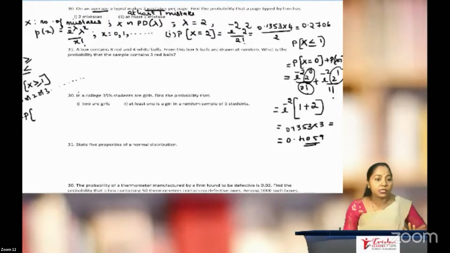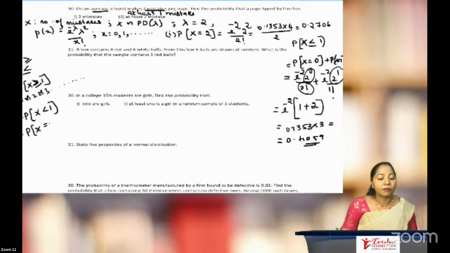It is not possible to get the probability directly whenever it is greater than or equal to some value. So we have to go for the complement, 1 minus probability X less than 1. When it is greater than or equal to, the complement will be less than, because the number 1 is already included; when you take the complement, that 1 is excluded. So 1 minus probability X less than 1, the value taken is X equal to 0.